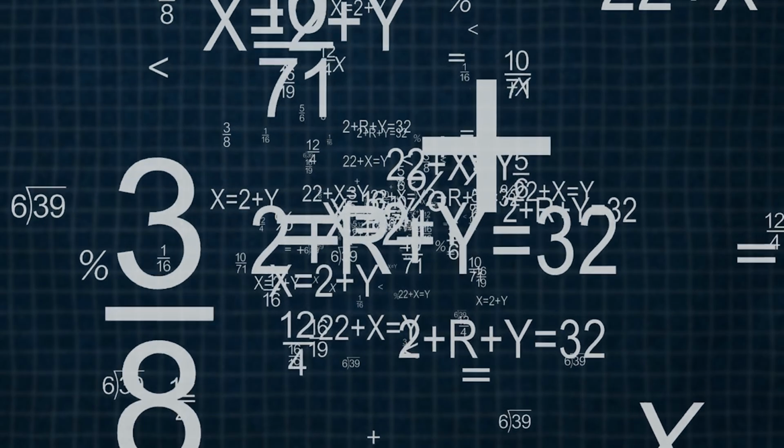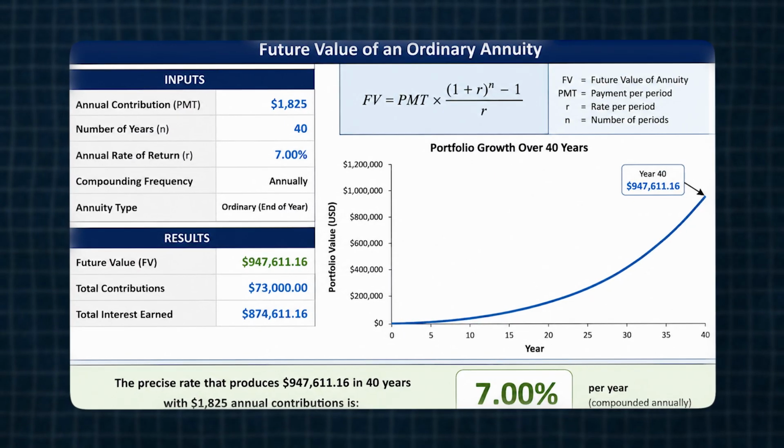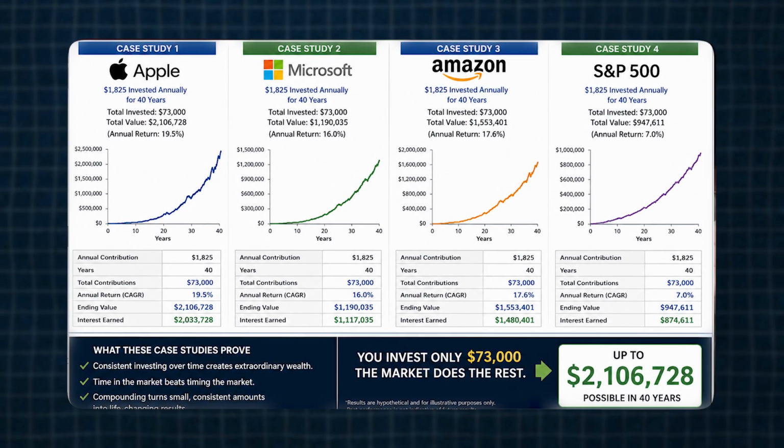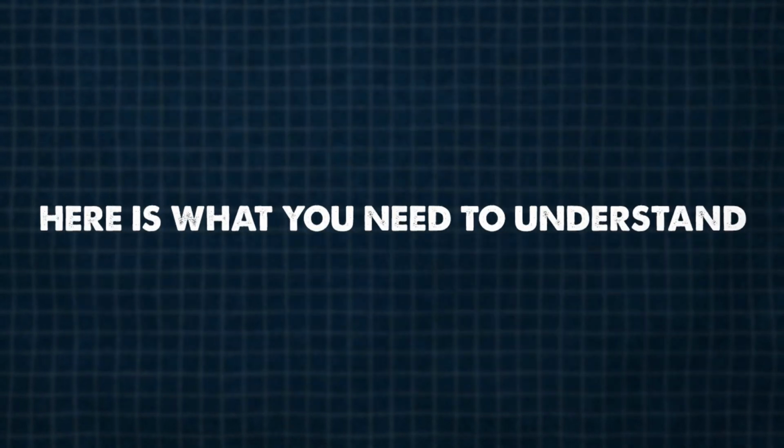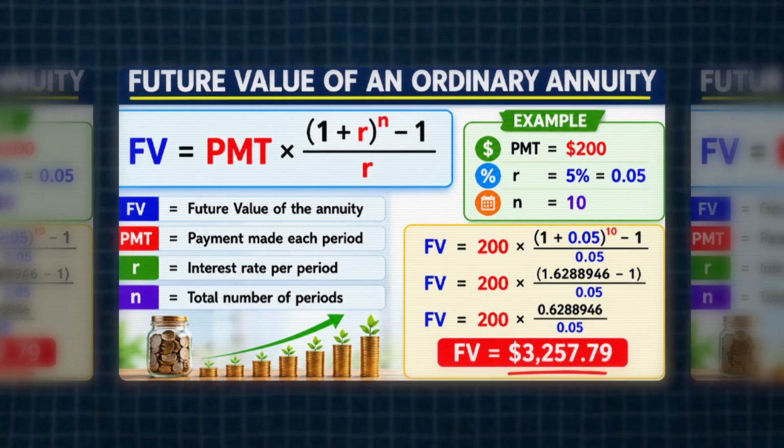Today, I'll show you the exact math, the precise rate that produces it, the Buffett philosophy that mirrors it, the case studies that prove it, and the 3 risks that destroy it. Here is what you need to understand. We begin with the equation itself.